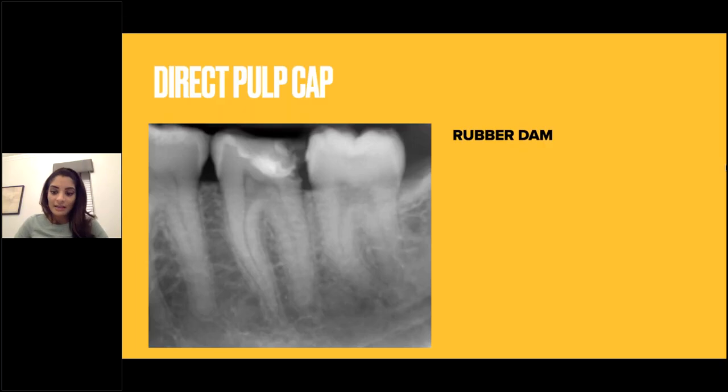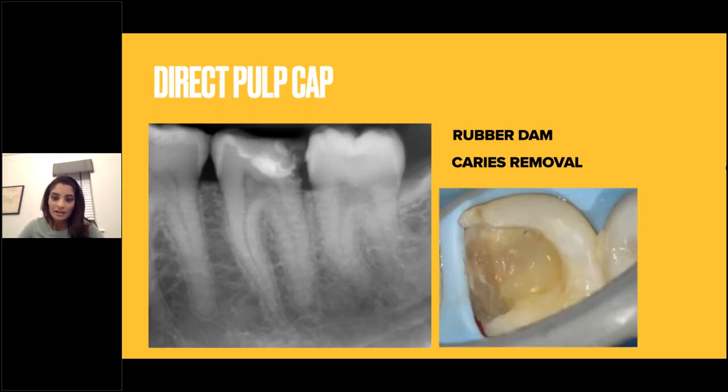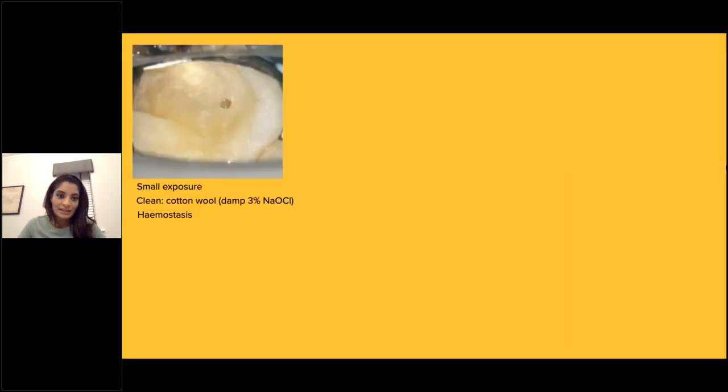So first thing, again, making sure that you've got a rubber dam in place. Then removing the caries, very similar to what we did before. And this is after the caries removal. Unfortunately, after this, there was a small exposure. So you can see here, there is a small exposure that's occurred. Initially, this was bleeding. But when we do direct pulp caps, what we want to do is make sure that we've got good hemostasis before we put a pulp capping material over it.